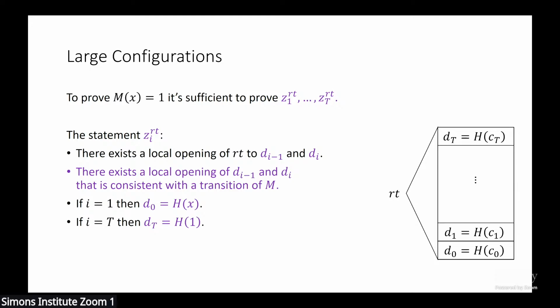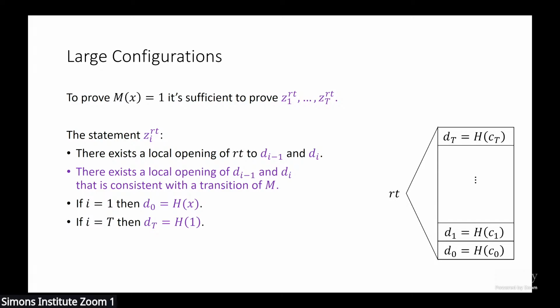This is not something that you can test by yourself. If I give you two hashed configurations, you can't check if they're consistent, but you can prove that they're consistent. The computation is local. It's only changing a few bits of the configuration. So I can give you local openings for all these locations, and then you can check that these configurations are really consistent with each other. This is how we're going to prove this part. And of course, when you check the first and last configuration, instead of comparing them to x and to 1, compare them to the hash of x and the hash of 1, because everything is hashed.